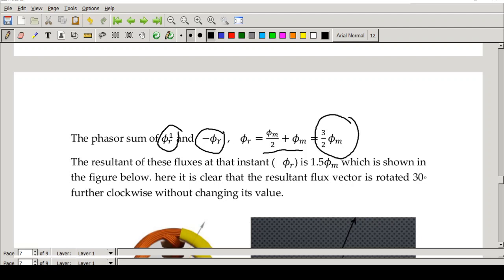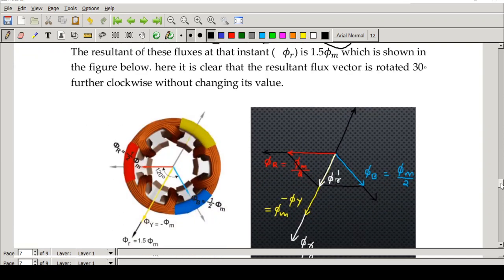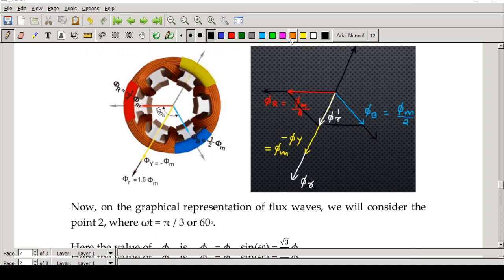So see here, the magnitude still remains the same. Now let's go through the direction. As I told before, we are not changing the reference direction. This is the red phase, this is the yellow phase, and this is the blue phase. Now as I told before, yellow phase I am taking in the opposite direction because I am taking it as minus phi y. It is equal to phi m.